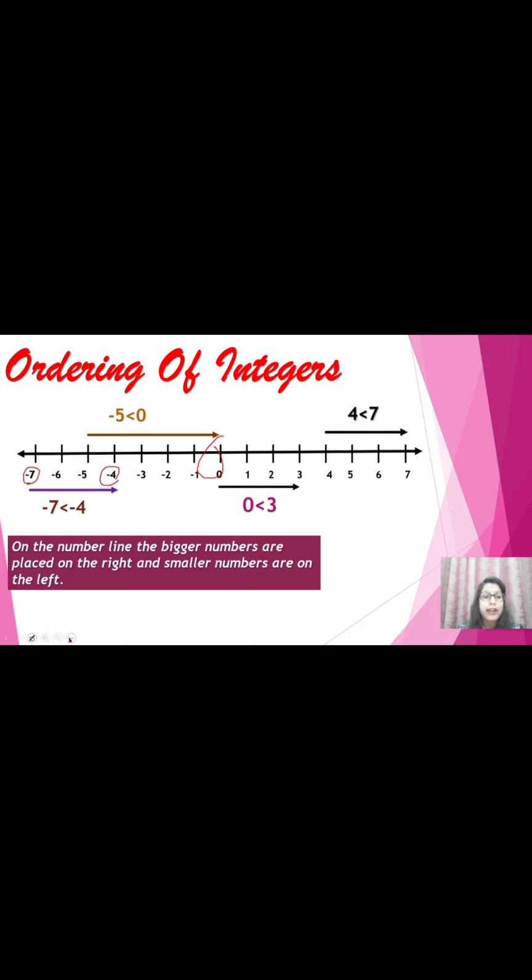So we can say that on the number line the bigger numbers are placed on the right and the smaller numbers are on the left. It means whenever we move to the right side on the number line, we are going towards the bigger numbers, and if we move to the left side, we are going towards the smaller numbers.